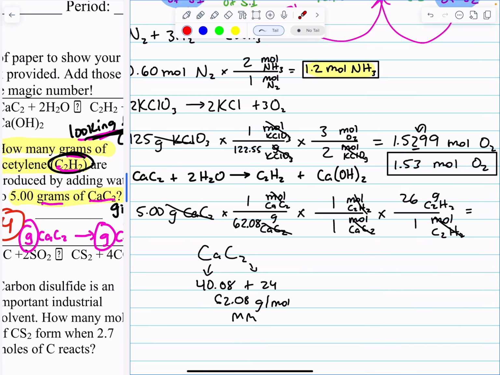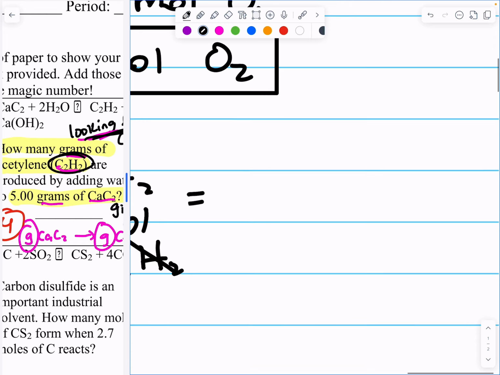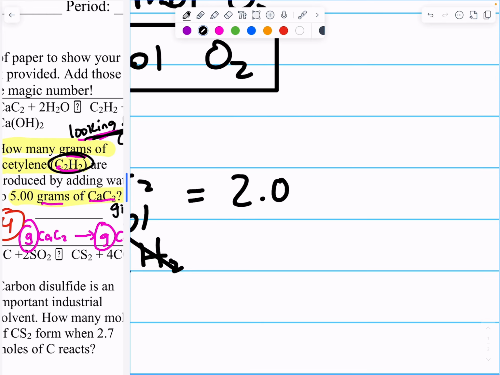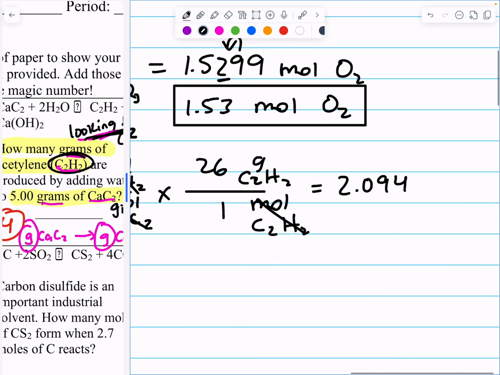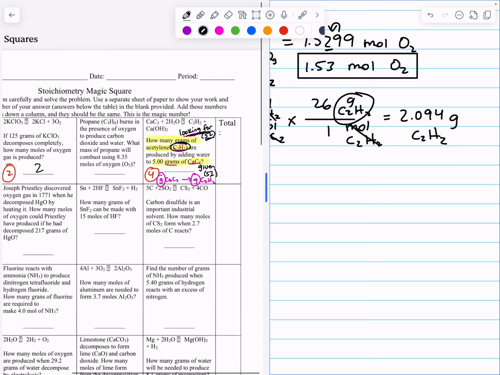Multiply the top, divided by the bottom. This is the bottom, but you know, the ones don't matter. If you have my calculator, you plug it in by fraction. Perfect. So I have 5 times 26, give me 130. Divide that by 62.08, and I get 2.094 grams of C2H2.